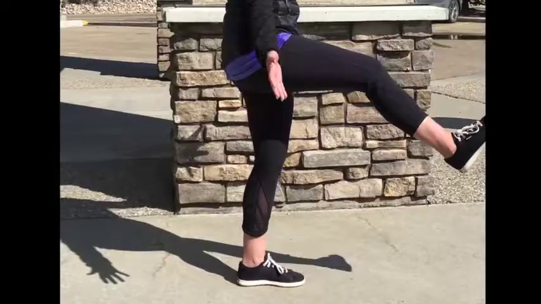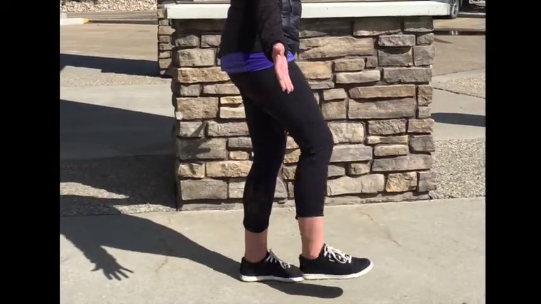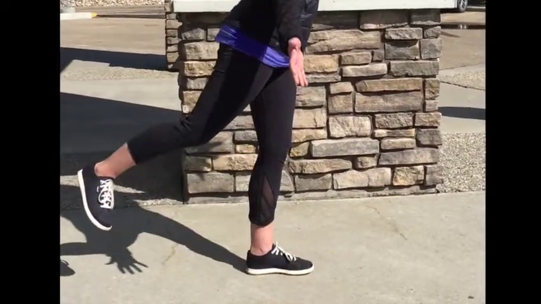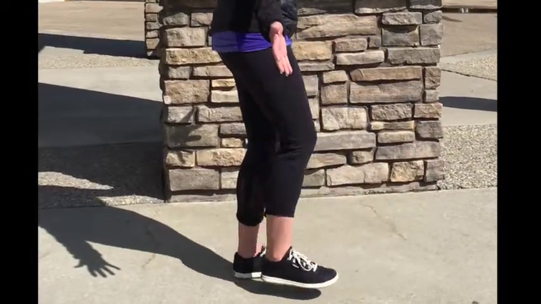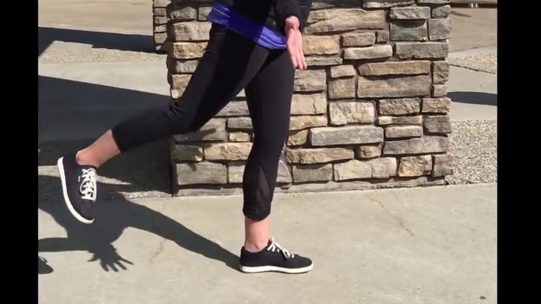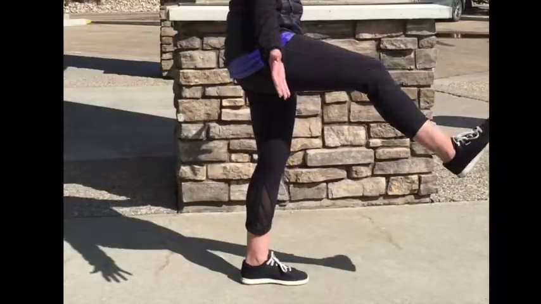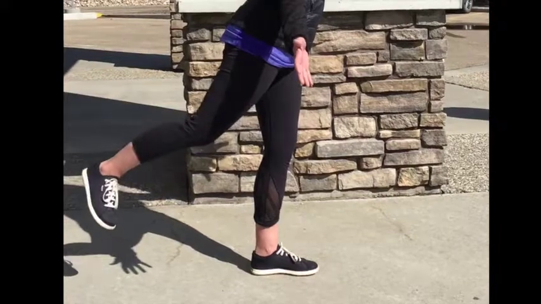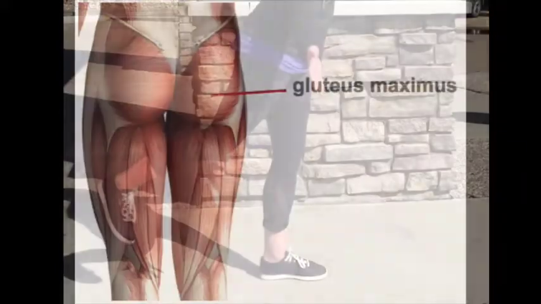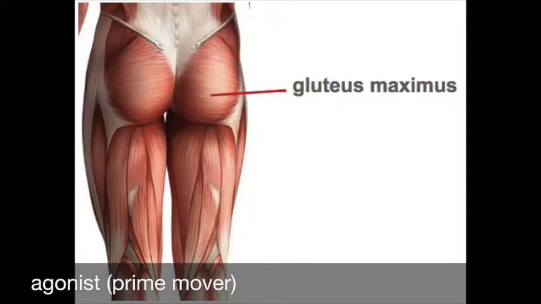Now here's hip extension. The leg moves back into anatomical position along a sagittal plane. Technically, if the leg continues to extend past anatomical, this is hip hyperextension. However, it's not common practice to actually call this hip hyperextension. Hip extension is fine. The agonist or prime mover of hip extension is the gluteus maximus.